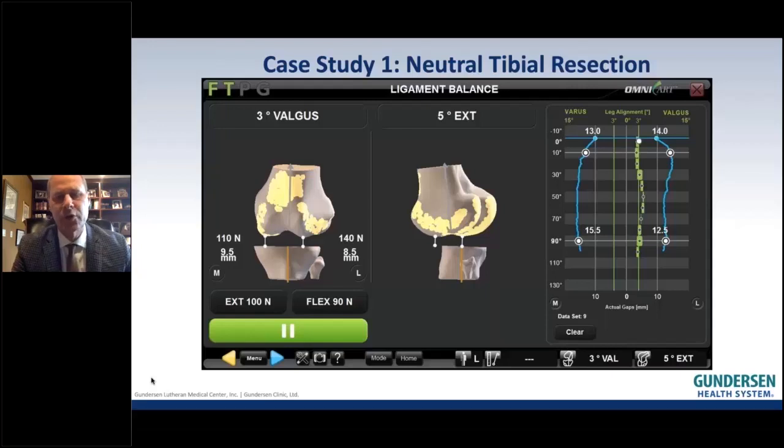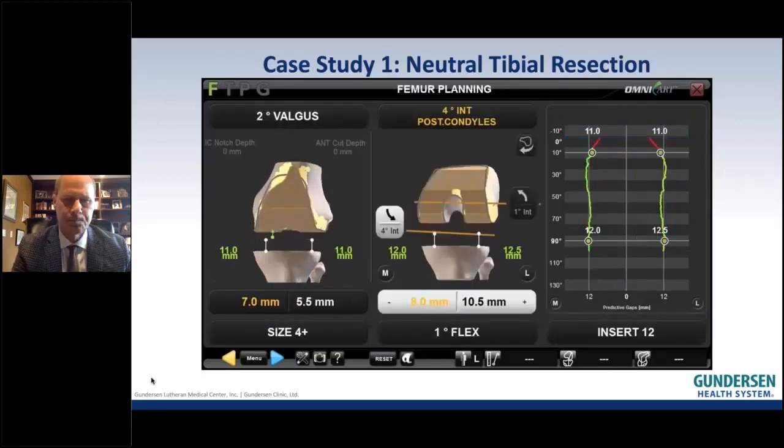So what the computer is going to help us do now is virtually position the femur to put this into a kinematic position. By doing that, we've now got a 12 millimeter insert in the bottom right of the screen. Our flexion gap is 12 and 12.5 millimeters, so very happy with our flexion gap. Our extension gap is 11.